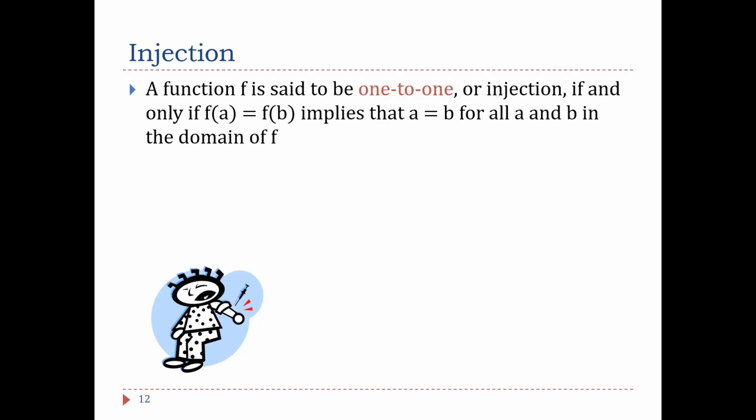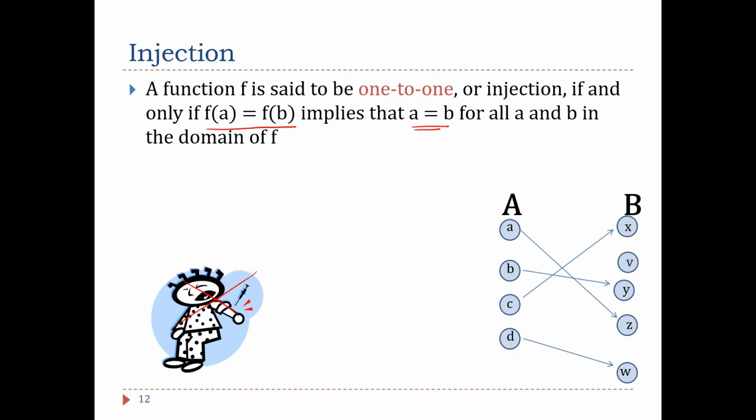A function f is said to be one-to-one or an injection if and only if f of a is equal to f of b implies necessarily that a is equal to b for all a and b in the domain of f. Okay. So it has nothing to do with this image. So for example, the mapping that you see depicted here to the right is an injective function, because every element here has a different image in B.